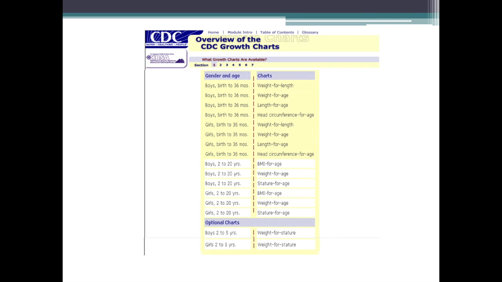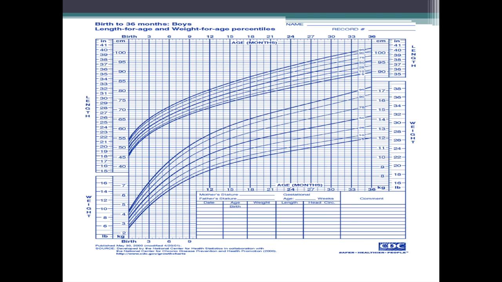So this slide shows the variety of growth charts that are available from the CDC. And I've given you a link on the paper that I told you that I have a variety of links. So you can go to them because you're going to need them for your care plan. So this one is for a boy between the ages of birth through 36 months.